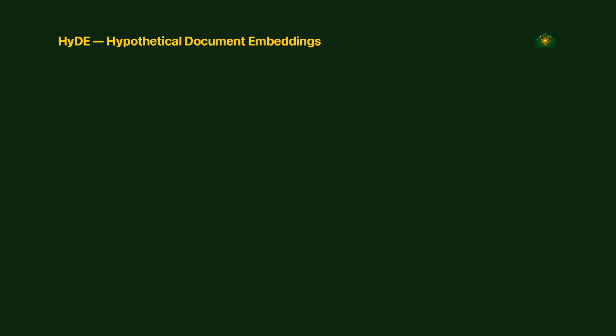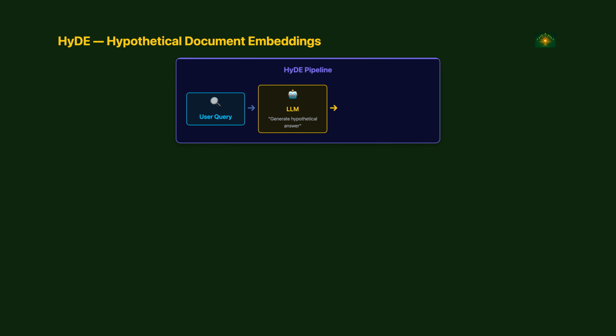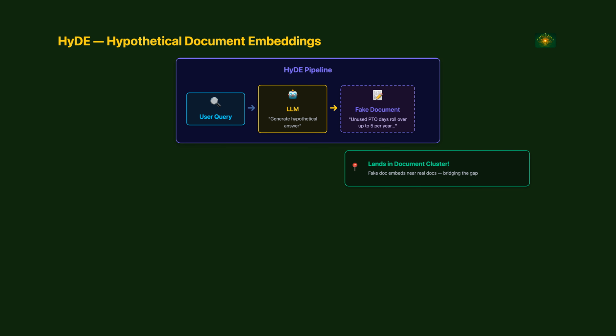Here's the idea, and it's clever. Instead of embedding the question, ask the LLM to generate a hypothetical answer first. It doesn't need to be correct, just linguistically similar to what the real answer would look like. Now embed that hypothetical document. Its embedding lands in the document cluster, right next to the real answers. The hypothetical is never shown to the user, it's purely a search probe.